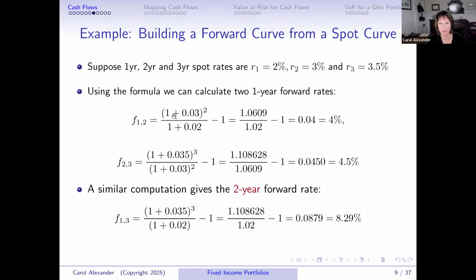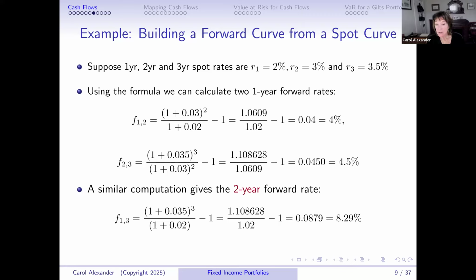Starting with 1, we've got 1 plus the 2-year rate, 3%, to the power 2, divided by 1 plus the 1-year rate, 2%, minus 1, which is 1.0609, because that's what you get over 2 years. That's the compounded 2-year rate. 3% is the annualized 2-year rate. 6.09% is the rate compounded over 2 years. Anyway, the calculations give us 4%. Similarly, to get the 2-year forward 1-year rate, we take the 3-year, 3.5% compounded for 3 years, divided by the 2-year compounded for 2 years, and that gives 4.5%.